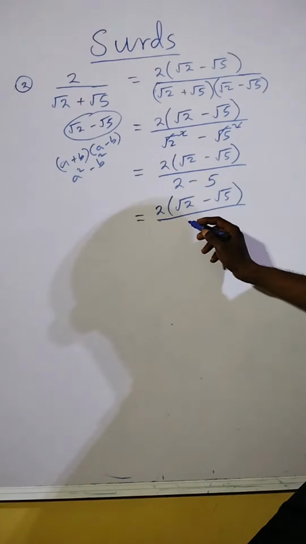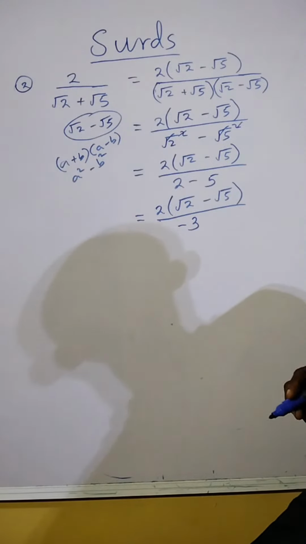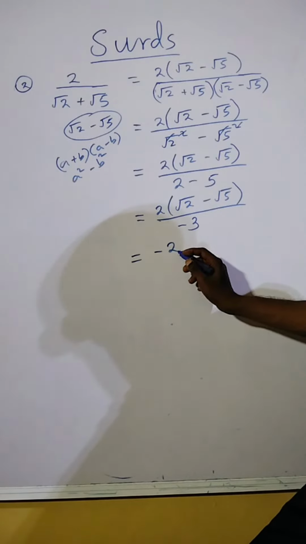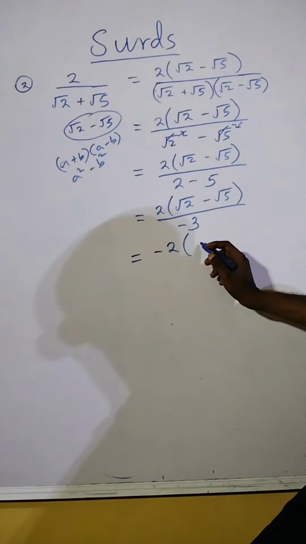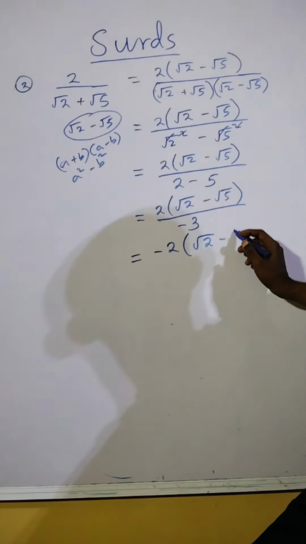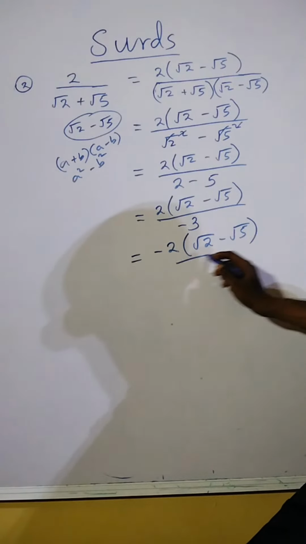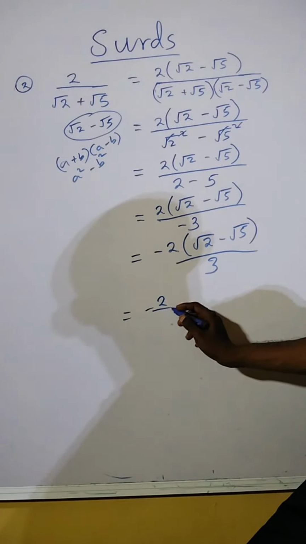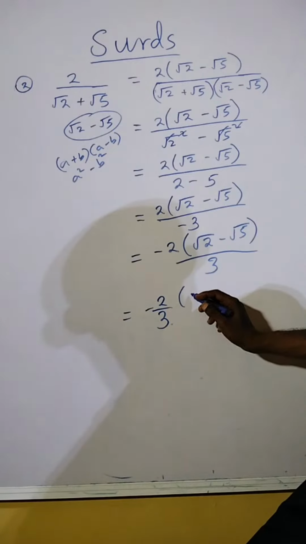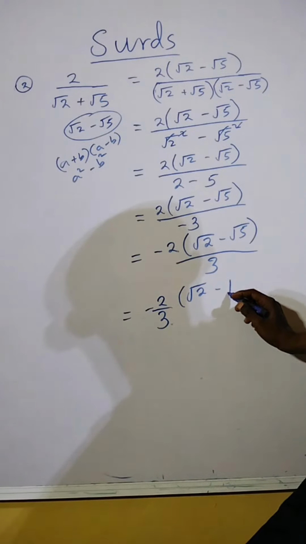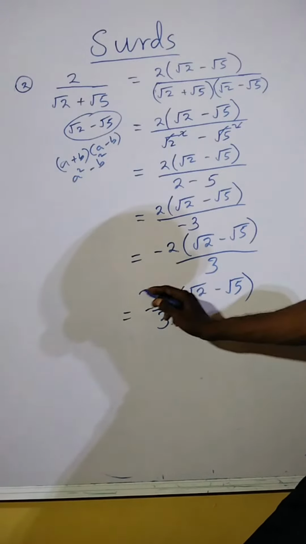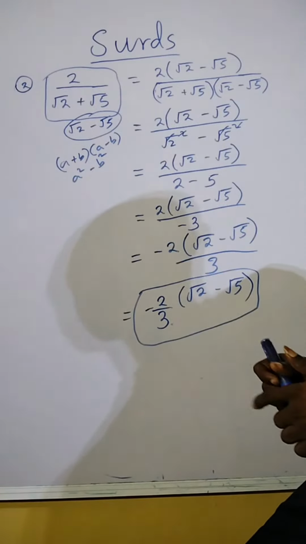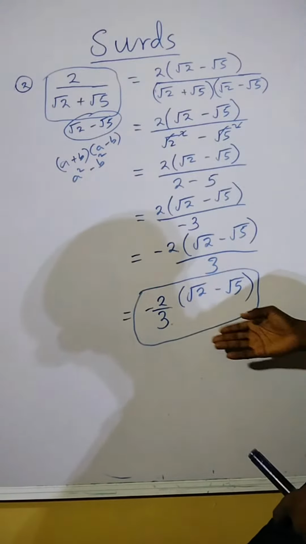As this, here we have 2 into brackets root 2 minus root 5 over 2 minus 5, which gives us minus 3. And here we can write this as minus 2. This minus can come to the front, and into bracket root 2 minus root 5 over 3, or we can write it as minus 2 over 3 then multiply by root 2 minus root 5. So that here we have this as the simplified form of this solved problem. So we have already rationalized this surd now, and we have this.